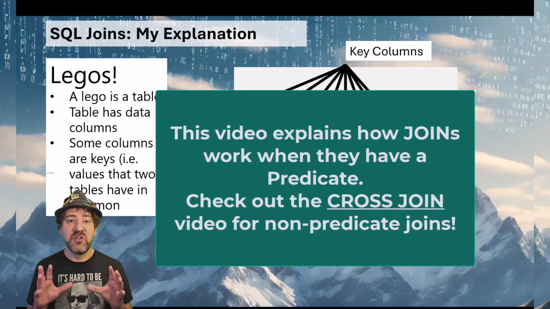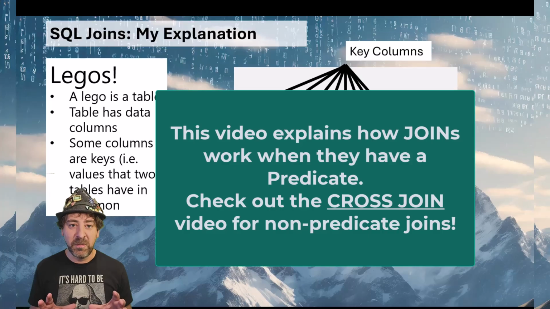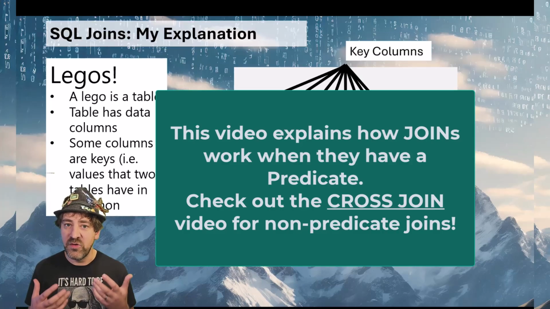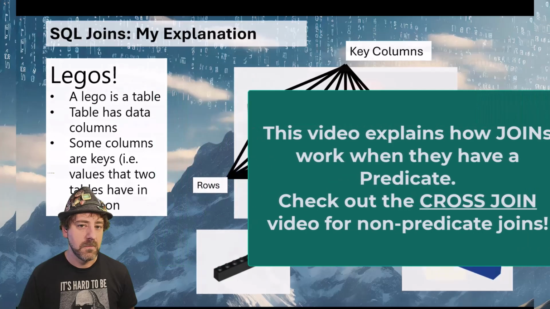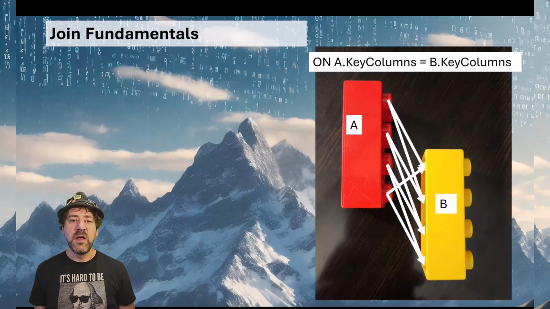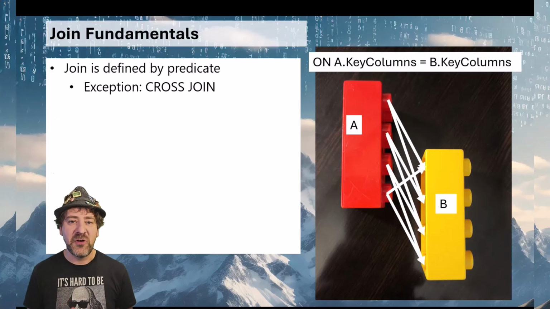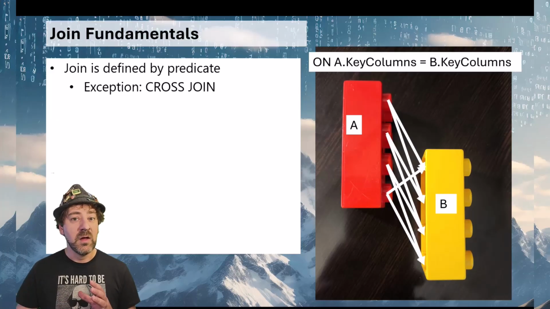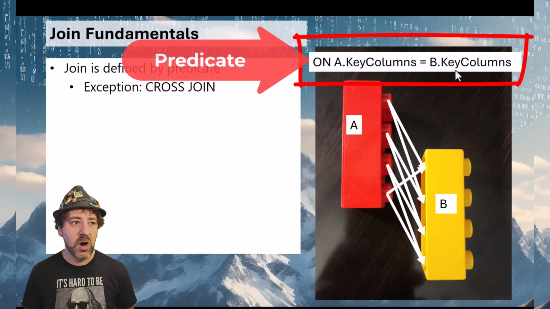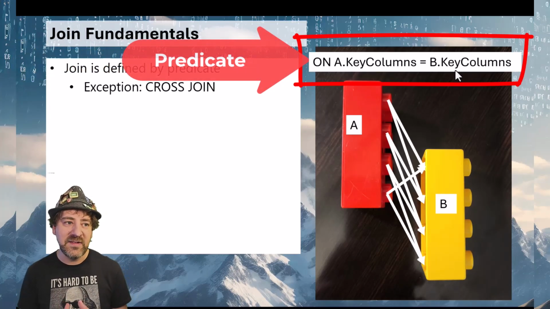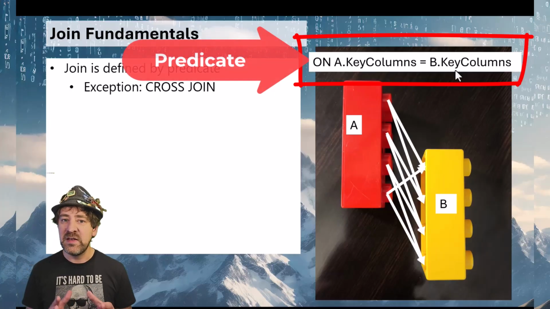Now that we've got the structure of Lego bricks that gives us the ability to join, how do the joins themselves work? Here's how joins work in a nutshell. First of all, joins are defined by predicates. To be clear, when I'm talking about a predicate, I mean this information on the upper right corner of your screen: on a.keyColumns equals b.keyColumns.